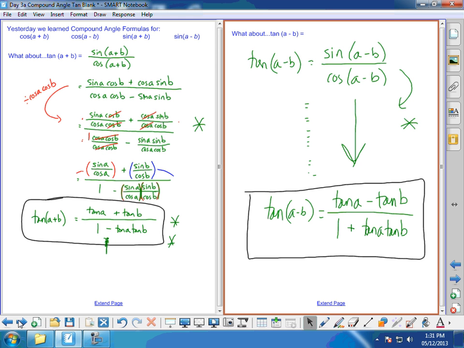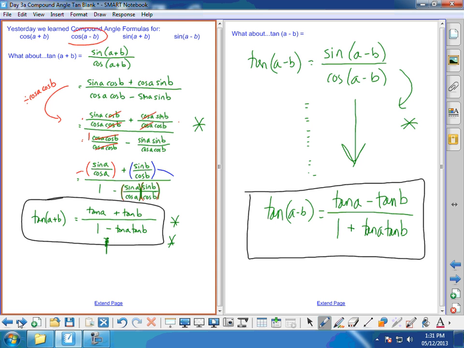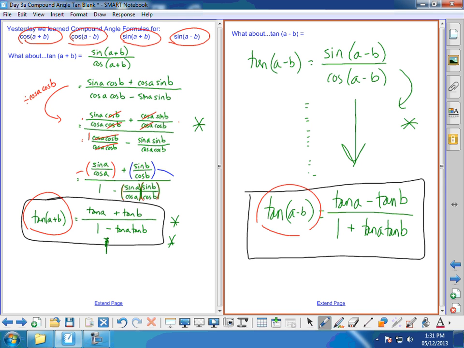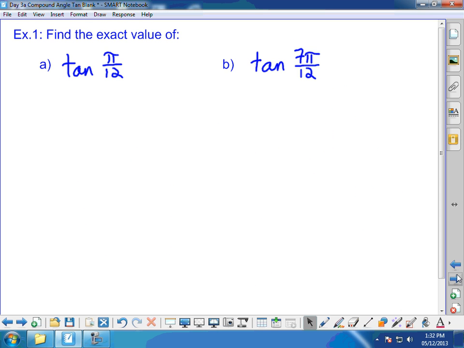All right, so now we've got 6 different compound angle formulas. The one for cos A minus B, cos A plus B, sine A plus B, sine A minus B, and then tan A plus B and tan A minus B. So what this will allow us to do is answer questions like the ones we did before, except we can do them with tan now.